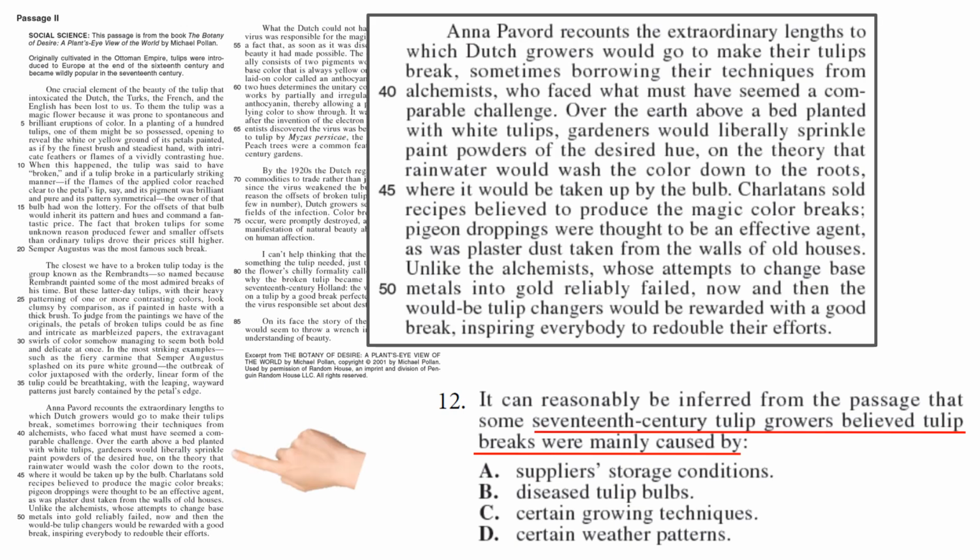It can be reasonably inferred from the passage that some 17th century tulip growers believed tulip breaks were mainly caused by. Okay, so this is found in this paragraph starting around line 37. And it talks about how they would paint their powders to the desired hue. Some would use pigeon droppings, some would use plaster dust. So it's not about where they were stored, or about disease. They found that out later, or even weather patterns. It does talk about rain, but that's not what the growers believed. So they believed that it was certain growing techniques. Choice C.